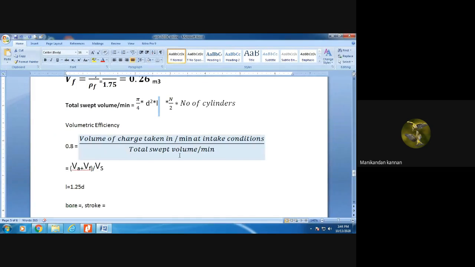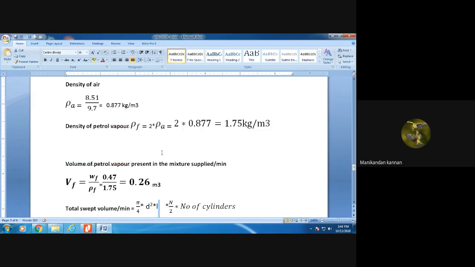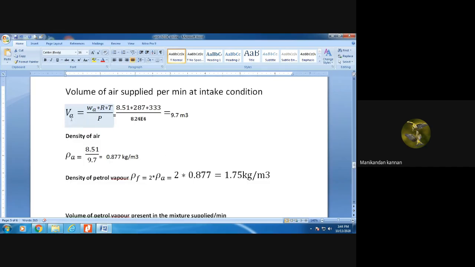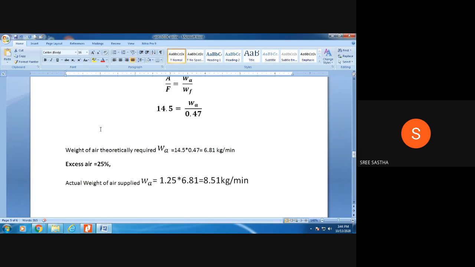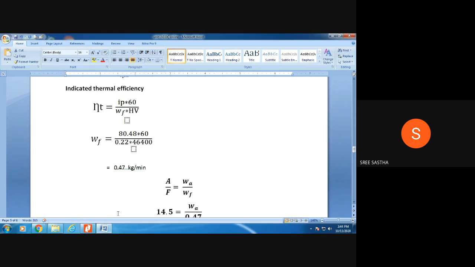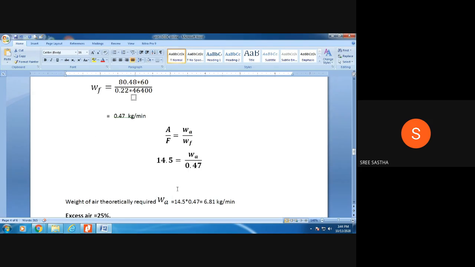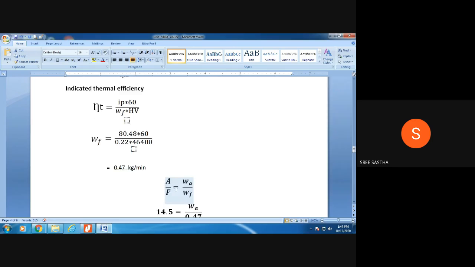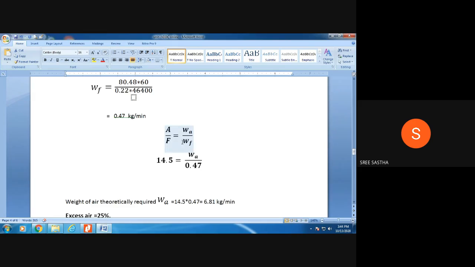வால்யூமெட்ரிக் எஃபிஷியன்சியில் டினாமினேட்டர் கண்டுபிடிக்கிறதுக்கு இந்த ஃபார்முலா. இதில் ஒரே ஒரு அன்னோன் வந்து D-யும் L-லும் மட்டும்தான். அதை ஒரு ரேஷியோ வச்சு D cube-ஆ வச்சுக்கிறேன். மேலே கண்டுபிடிக்கிறதுக்கு VA VF தெரியும். VA VF கண்டுபிடிக்கணும். முதல்ல VA-க்கு போகிறேன். VA கண்டுபிடிக்கணும்னா WA, RT, RTP தெரியும், WA தெரியாது. அப்புறம் WA எப்படி கண்டுபிடிப்பேன்? ஏர்ஃபியூல் ரேஷியோ கொடுத்துருக்குறான். WF கண்டுபிடிச்சாதான் WA கண்டுபிடிக்க முடியும்.